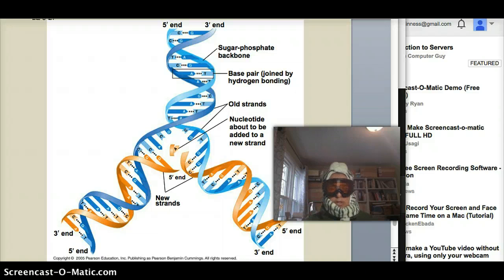Okay, so that's all you really need to know about DNA for tomorrow's test. Make sure you know the structure.